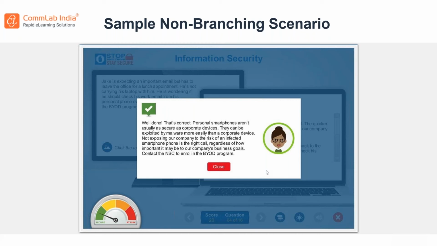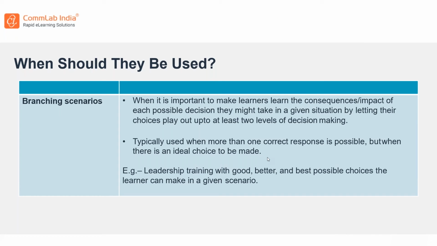Now let's look at branching scenarios. So when should we be using them? So when do we use branching scenarios? So the ideal use case is where it is important to let the learners face the consequences of their decisions. So you present a scenario, you give them three or four possible options, and then instead of just telling them what is the right, best response and what is not a good response, let them play out.